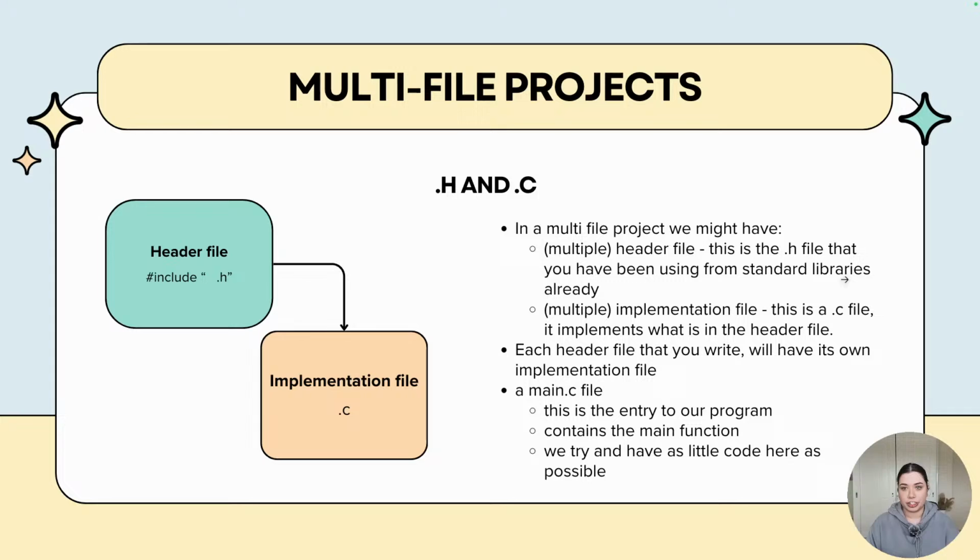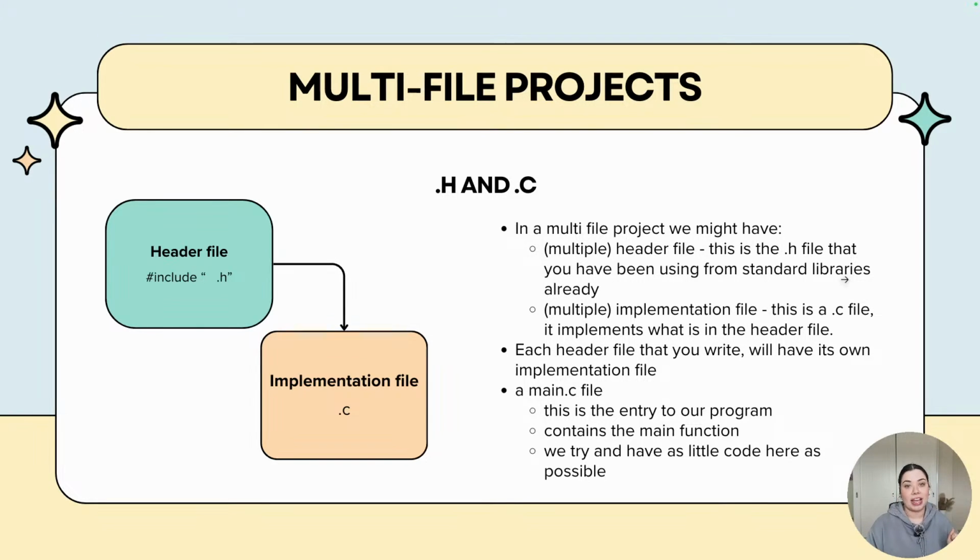With multi-file projects, we have 3 key parts. A multi-file project will always have one or multiple header files, and this is a .h file, similar to the ones you've already been using for the standard libraries. Then we'll have what's known as an implementation file. This is a .c file, and it implements what is in the header file. Something to note here is that every single header file must have a corresponding implementation file. So that's a 1-to-1 relationship.